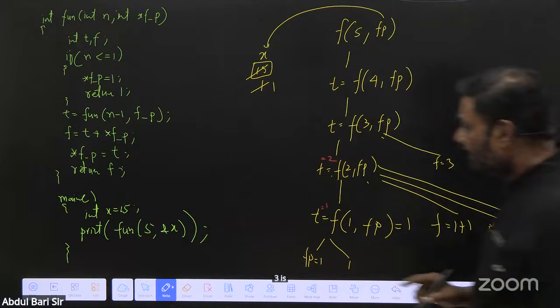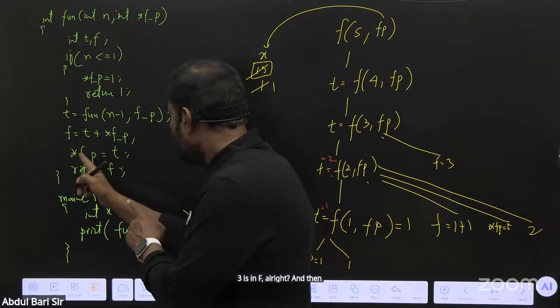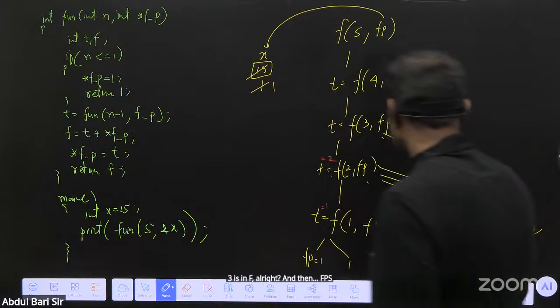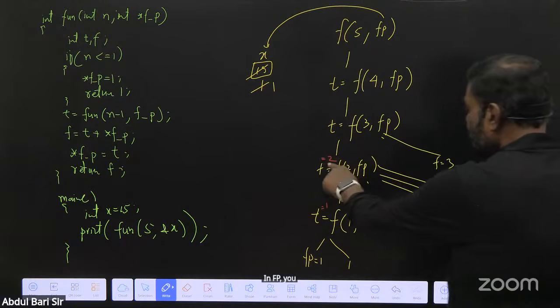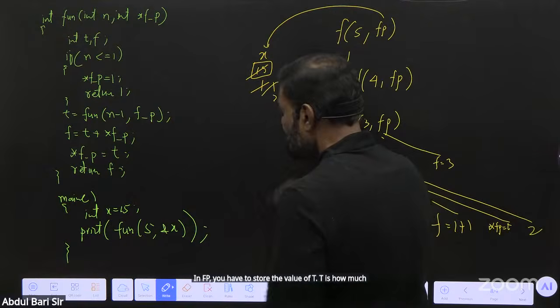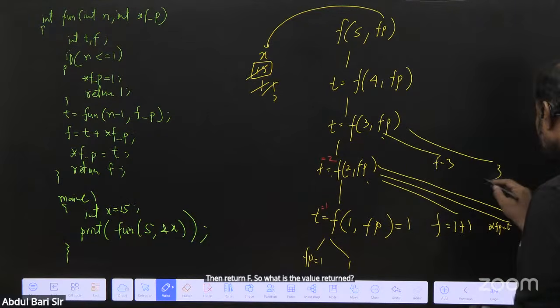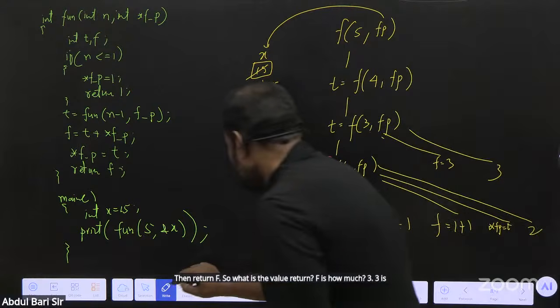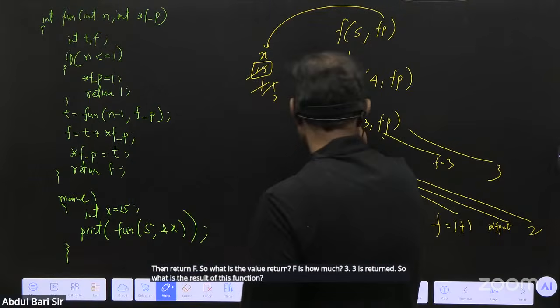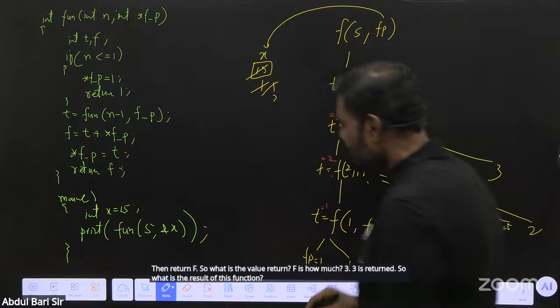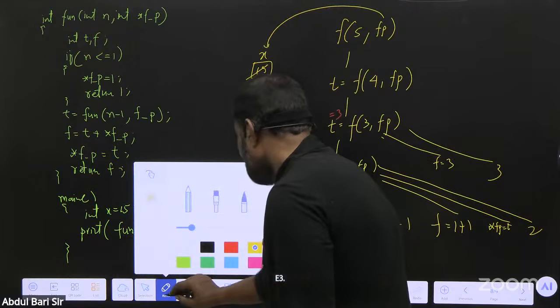All right. And then FP assign T. In FP, you have to store the value of T. T is how much? 2. Then return F. So what is the value return? F is how much? 3. 3 is return. So what is the result of this function? T, 3. Now again go back to the previous line.